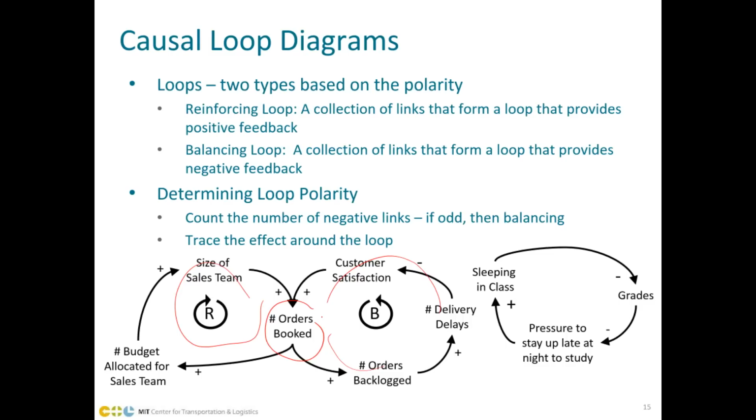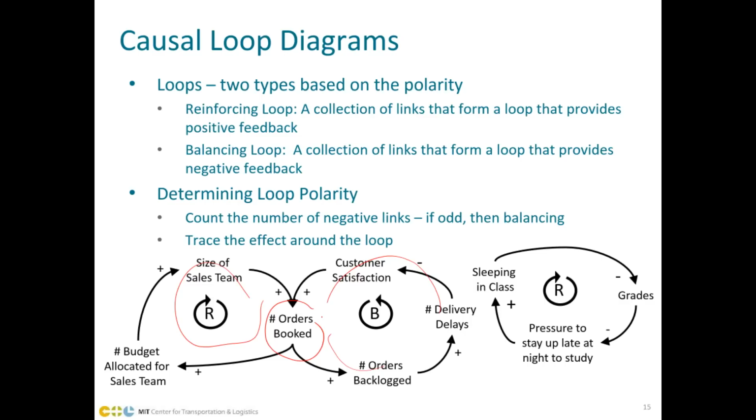And then as the pressure to stay up late gets high, you're probably going to sleep more in class because you'll stay up later. If the pressure is low, you won't sleep as much in class. So what is this doing? Well, I have two negatives here, so they cancel out. This is a reinforcing loop. As I sleep more in class, my grades go down, which increases my pressure. I stay up later, I sleep more in class, my grades go down. So it's a reinforcing loop.